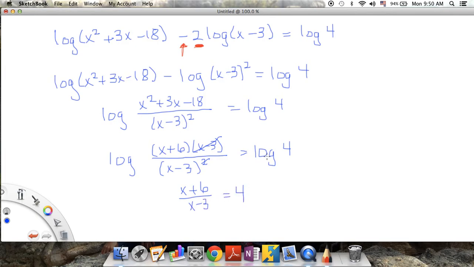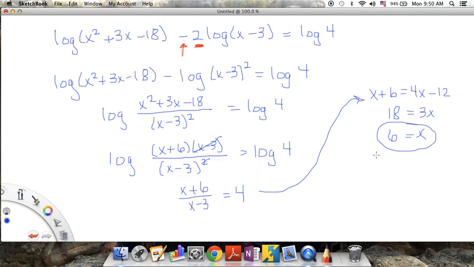Make sure you think about that and understand it. Taking the log of both sides means that we're taking the log of the same things if they're equal to each other. So now we have just an algebra problem, and we multiply our 4 times our x minus 3, and then simplify. We get 18 equals 3x, and x equals 6. And there's our answer.